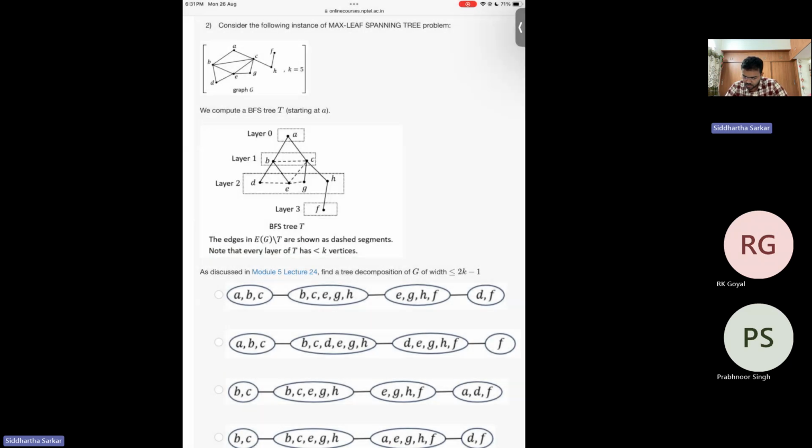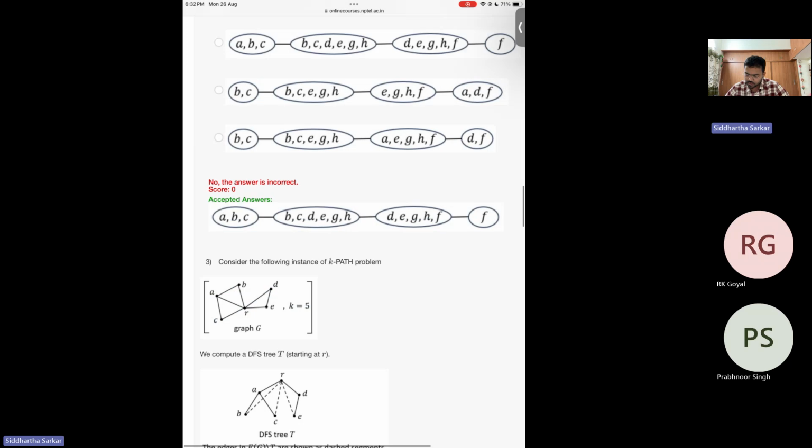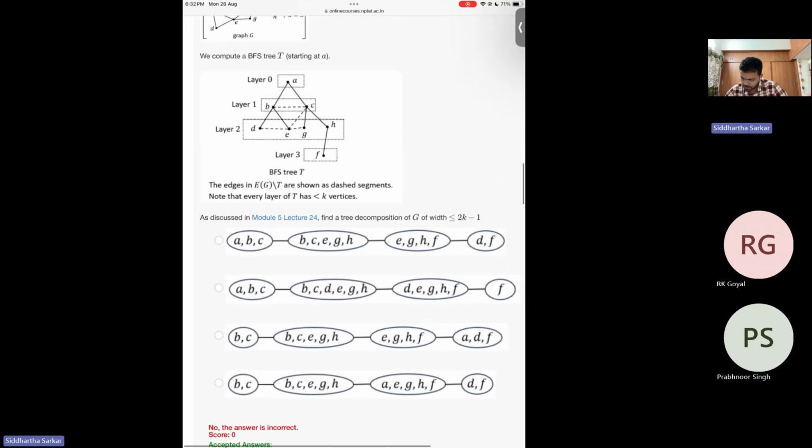Let me copy this as well. And then from this BFS tree, they will construct the tree decomposition of the graph, which has bounded width. That is in this case 2k minus 1. But let's look at how the BFS tree helps us in constructing the tree decomposition first.